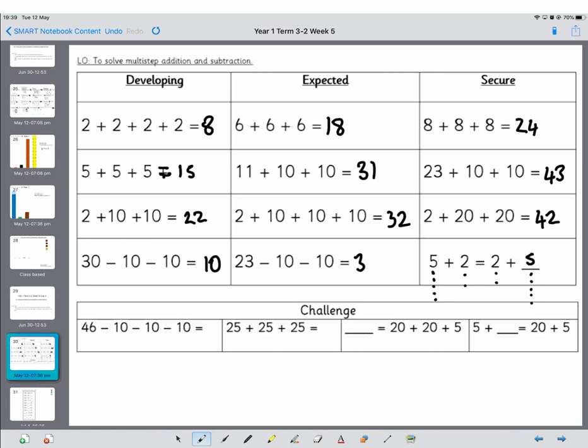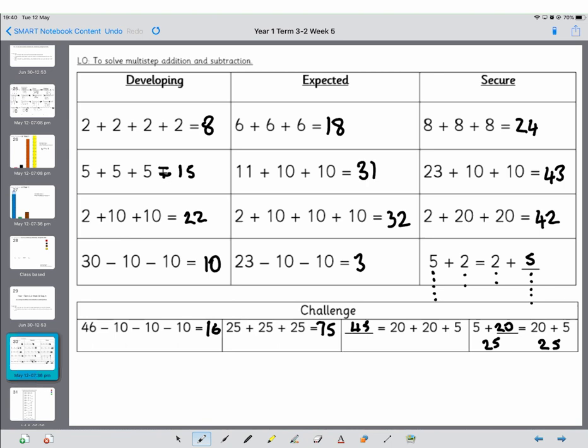Okay, and then on to the challenge question, which I've tucked away at the bottom because there just isn't room otherwise now. So 46 minus 10 is 36, minus 10 is 26, minus 10 is 16. 25, 50, 75. And then this one's turned around, so 2 10 bars plus 2 10 bars is 40, plus 5 is 45. And then this last one is a balance again, so that's going to be 5 plus 20 equals 20 plus 5, because each side must add up to the same. That side adds up to 25, that side adds up to 25.